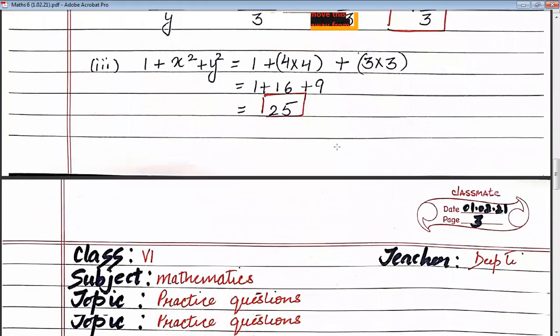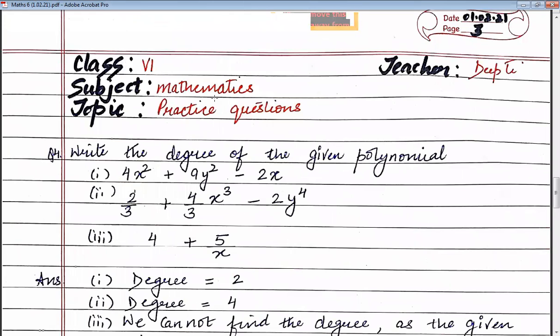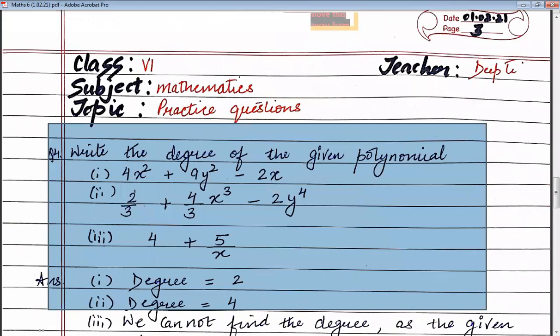Okay, so these are your answers. Now let's move on to our sixth question, number 4. In this question, you have to write the degree of the given polynomial. Now children, do you remember what is a degree? How do we calculate the degree?